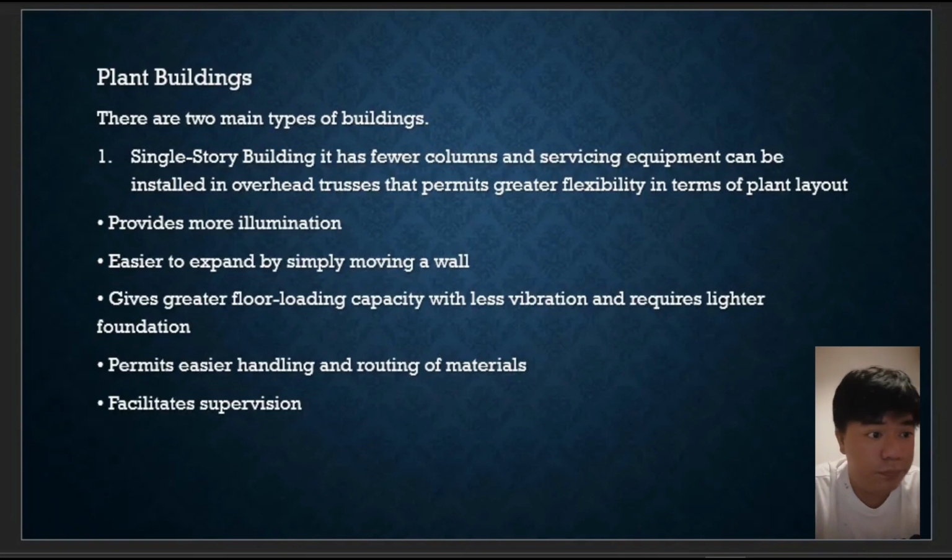And the third gives greater floor loading capacity with less vibration and requires a lighter foundation. And next is it permits easier handling and routing of materials. And lastly, it facilitates supervision.